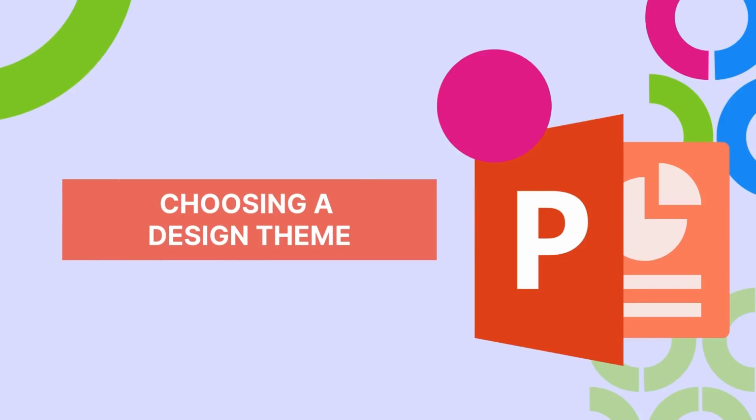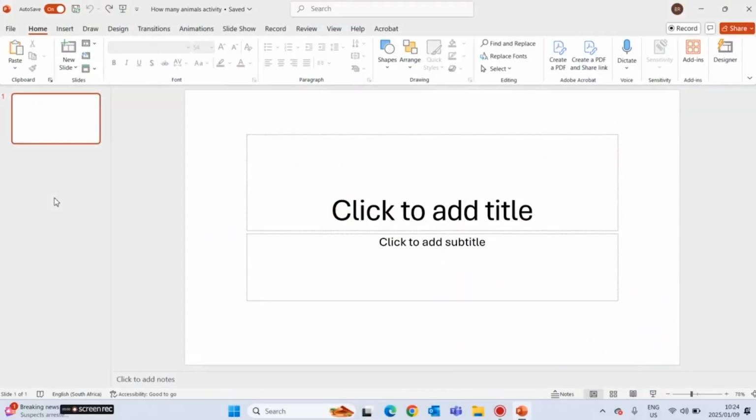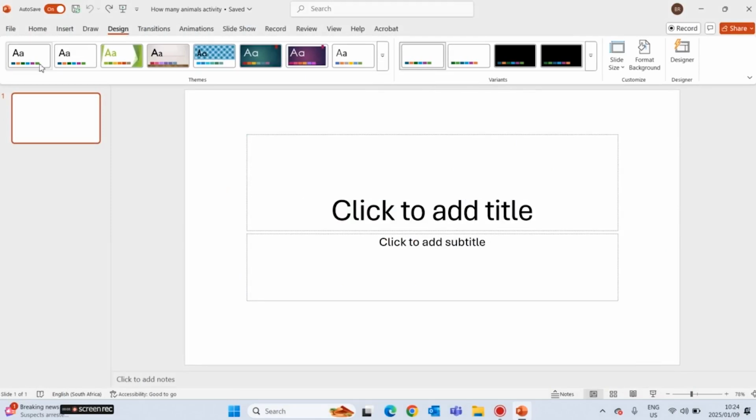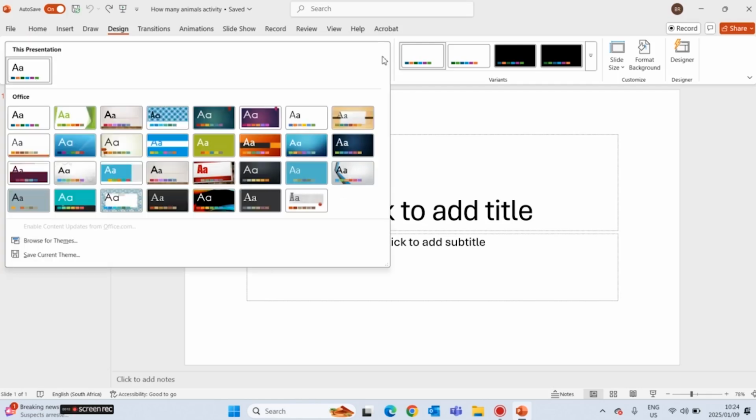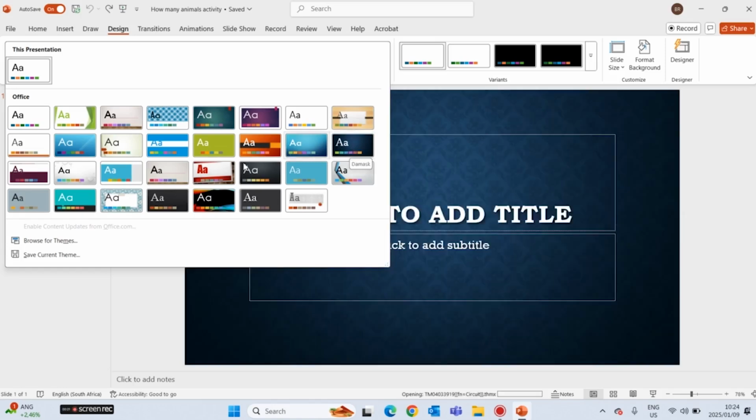PowerPoint offers various design themes to make your presentation visually appealing. Applying a theme. Go to the Design tab on the ribbon. You'll see a variety of themes in the Themes group. Click on a theme to apply it to your presentation. Tip: hover over a theme to see a preview on your slide.